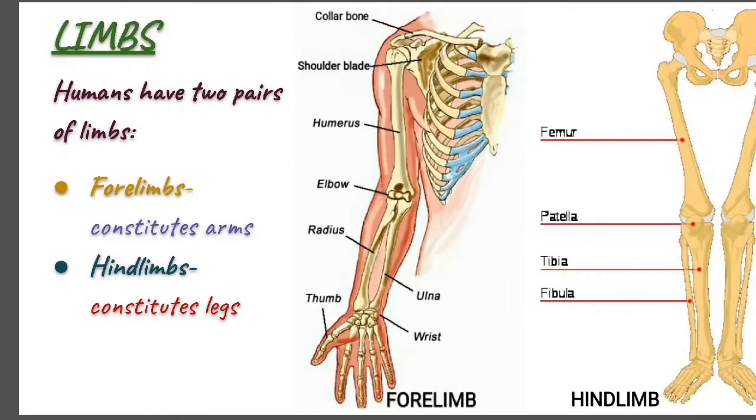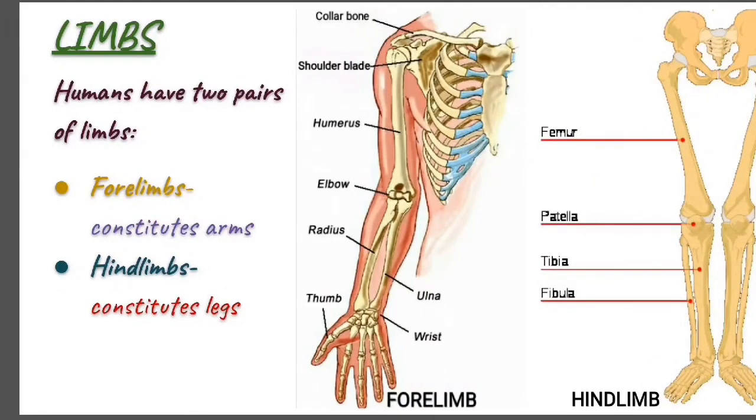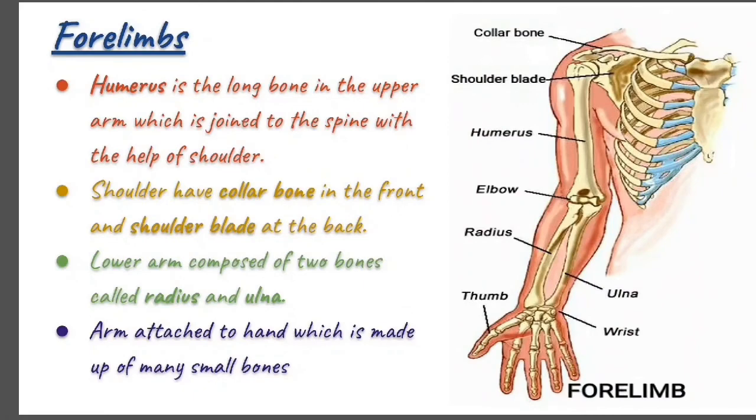Now the fourth part which I was talking about in that tabular form is limbs. Humans have two kinds of limbs: the upper portion and the lower portion, which are the arms and the legs. So humans have two pairs of limbs: the forelimbs, which constitute the arms, and the hindlimbs, which constitute your legs. One portion is your arms, one portion is your legs, and we are talking about them as limbs. Now we'll talk deeply about each limb one by one.